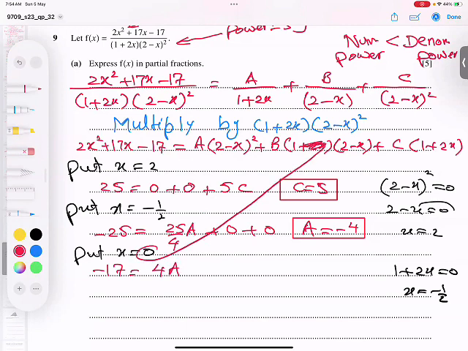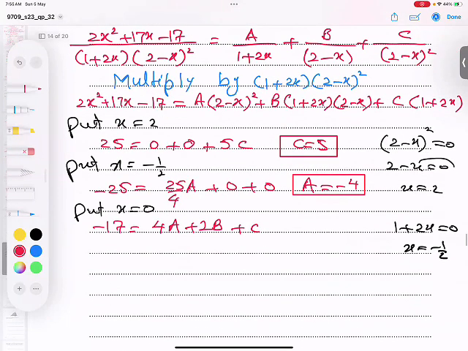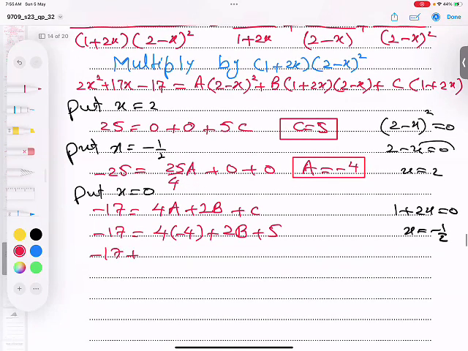When I plug in 0 here and 0 here, 2 ones are 2b. And when I plug in 0 here, I get a c. I have to put all values which I got already except b. So what will happen? Negative 17 plus 16 and negative 5 equal to 2b. And I got it here for b. If you type in calculator, it comes here negative 3.